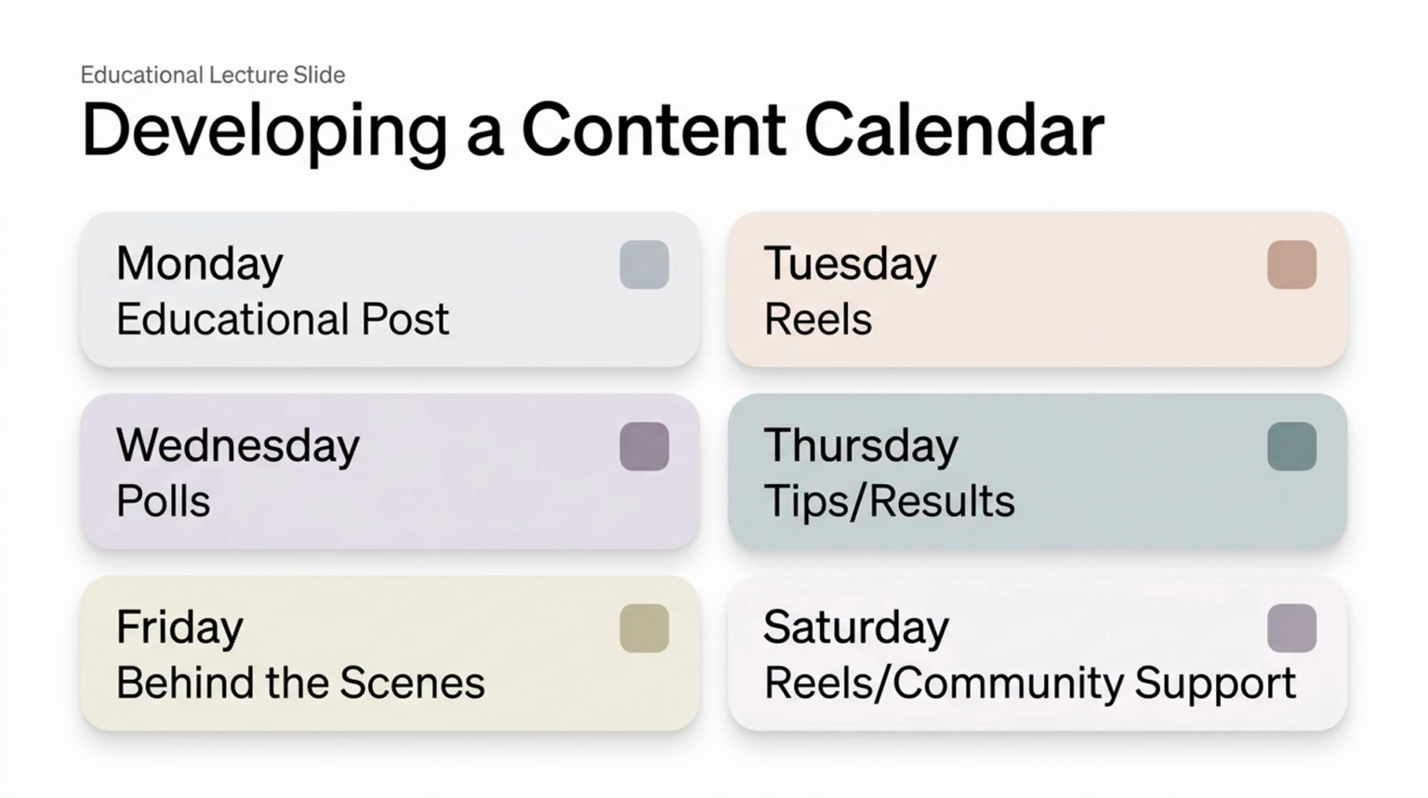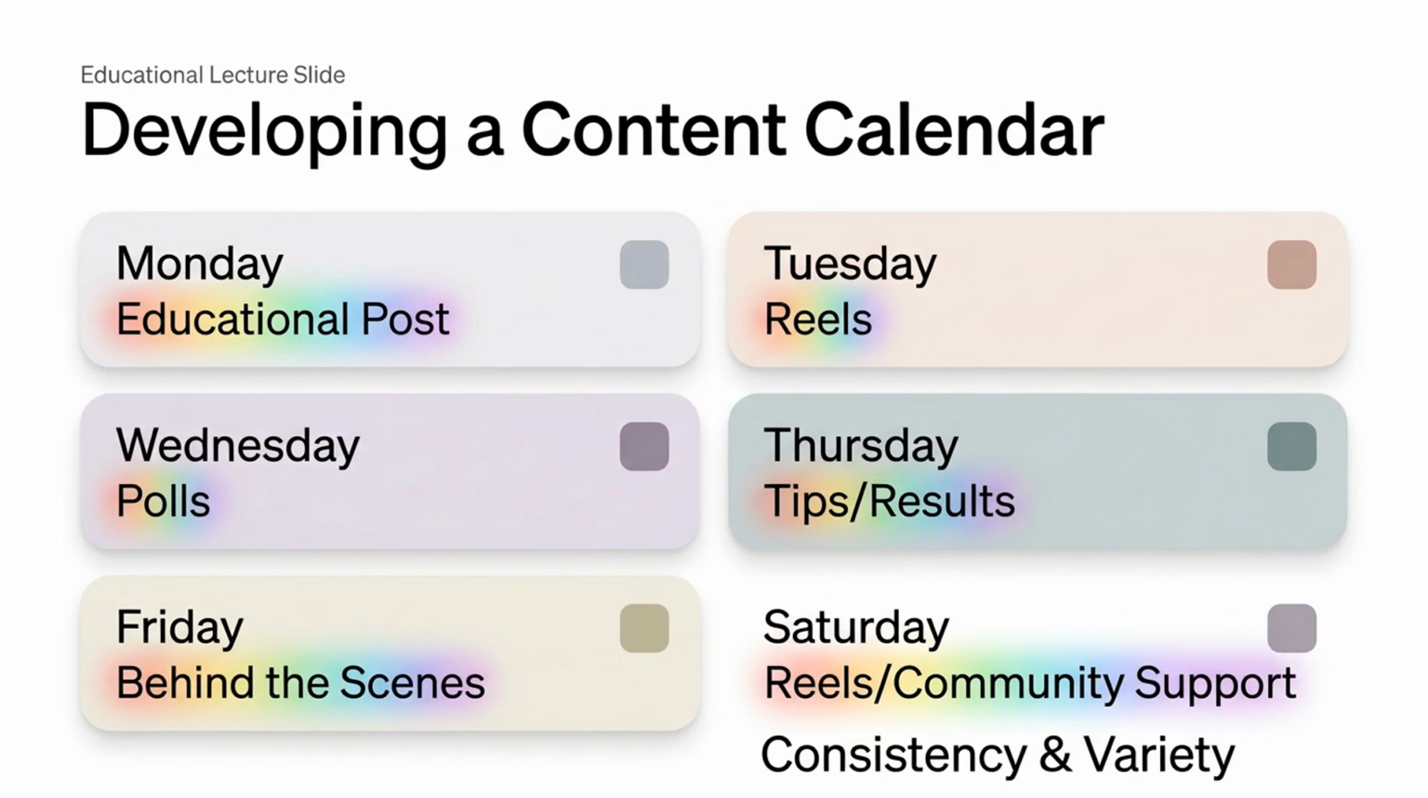We've touched on this before, but it's crucial to map out a specific schedule. For instance, you might dedicate Monday to an educational post, Tuesday to a reel, Wednesday to a poll to engage the audience, Thursday for sharing tips or results, Friday for a behind-the-scenes look, and Saturday for another reel or a community support post. Notice the variety here. By alternating between educational content, interactive elements like polls, and engaging formats like reels, you keep your audience interested while maintaining a consistent posting schedule.